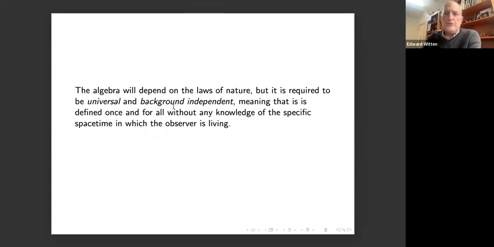So I'll define an algebra that depends on the laws of nature, but it's required to be universal and background independent, meaning that it's defined once and for all with no knowledge of the specific spacetime in which the observer is living. Different spacetimes will correspond to different representations of the same algebra.